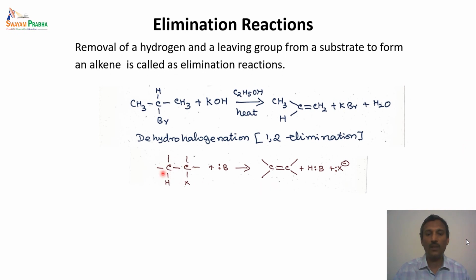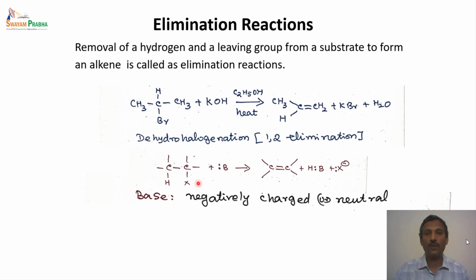So here we had given the detailed description. Halogen is on carbon number 1. The second carbon has a hydrogen. The base abstracts the proton followed by the removal of the leaving group to give the alkene. So the base actually abstracts the proton, so it gets converted to Hb, and the leaving group leaves as X minus.